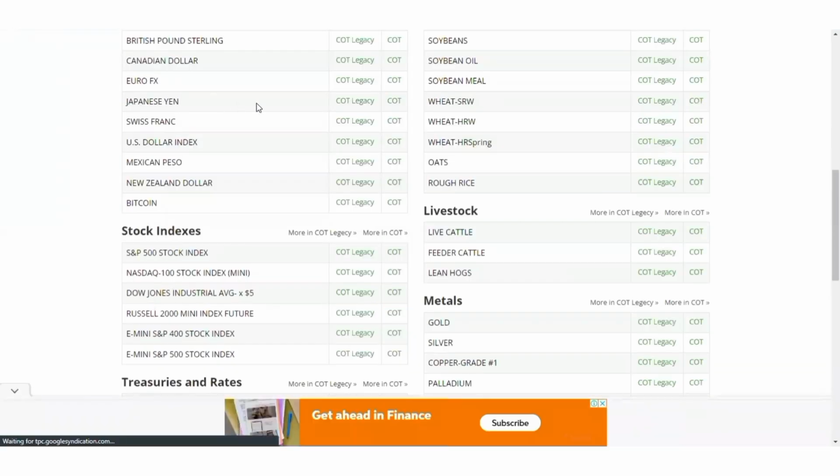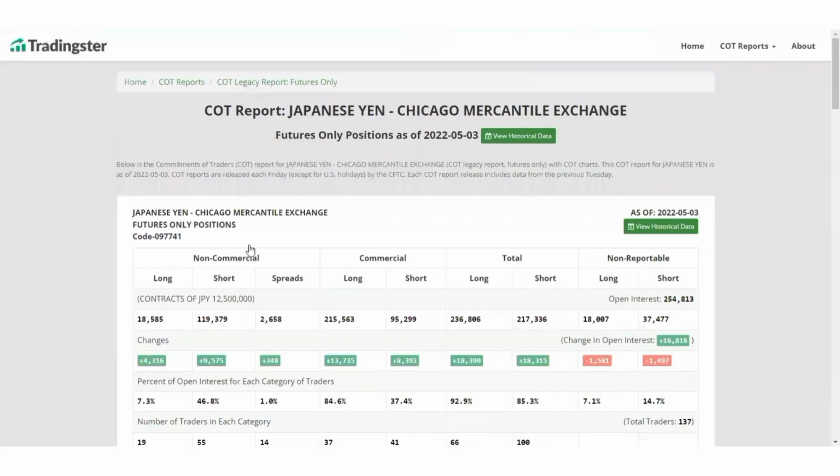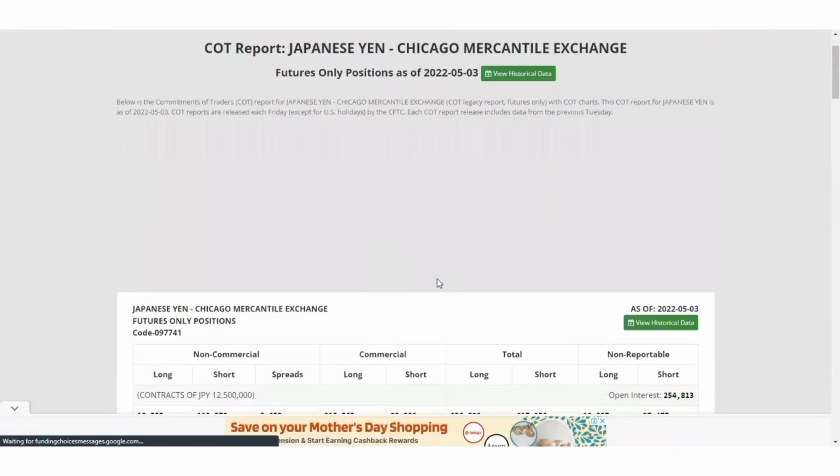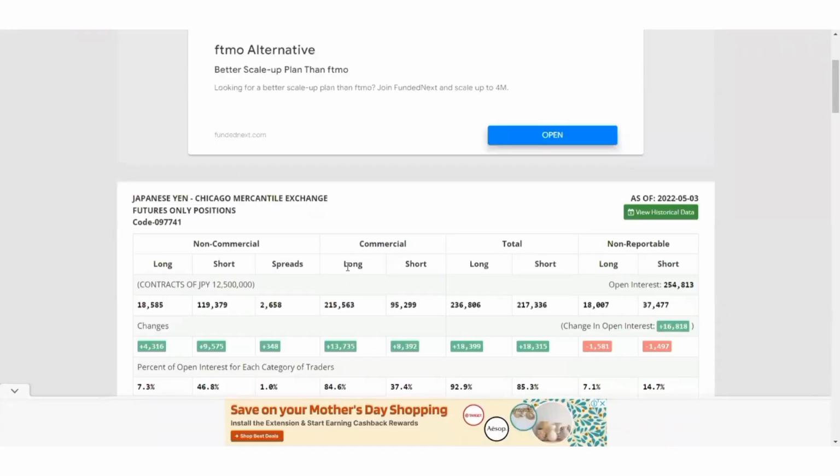I'll check the COT legacy for the Japanese yen, okay? So looking at what the commercials are doing here, the net long holding is 215,563, while the short holdings is just 95,000 plus. Okay, from here, what are the commercials doing?